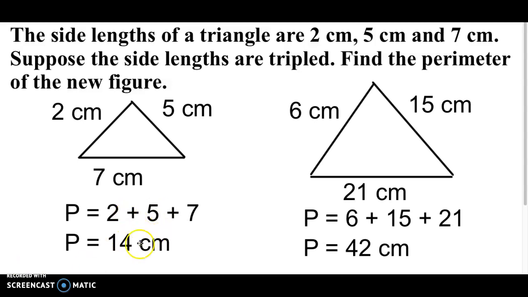So the first figure, our original figure, had a perimeter of 14. And our second one, after we tripled the dimensions, triple means times by 3, I tripled all the dimensions and I got a perimeter of 42. So when the sides tripled, the perimeter also tripled. And I just want to take the time to mention that it doesn't matter where on the figure you put these numbers. You could really put them anywhere you want. And then I multiplied each one by 3, and that's how I got my new dimensions of my new figure.